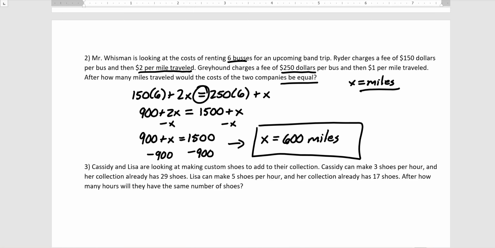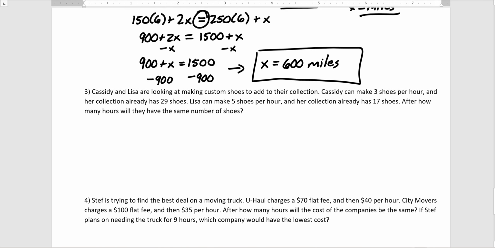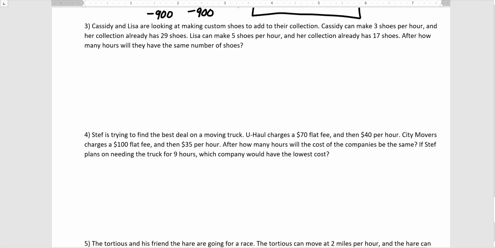All right. If you have any questions, raise your hand. Otherwise, let's try one more together. Let's try number 3 together. Cassidy and Lisa are looking at making custom shoes to add to their collection. Cassidy can make 3 shoes per hour, and her collection already has 29 shoes. Lisa can make 5 shoes per hour. Her collection has 17. After how many hours will they have the same number of shoes?